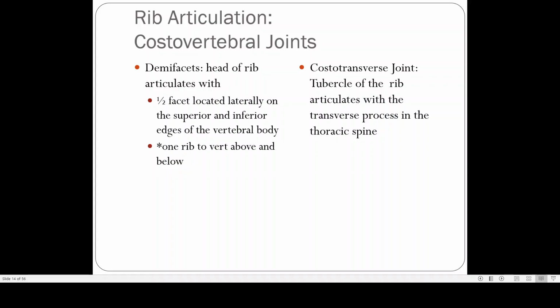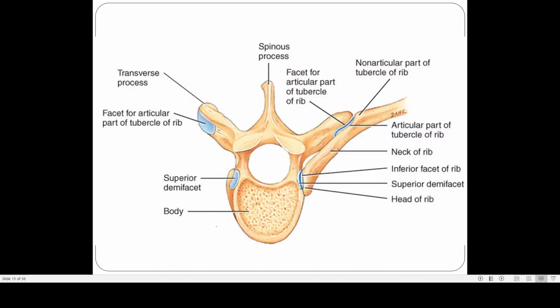We also have the costotransverse joint, where the rib is going to articulate at its tubercle to the transverse process. And so here's a picture where you can see those different articulations. And so we have that costotransverse, more superior lateral, and then our demifacet closer to the body.